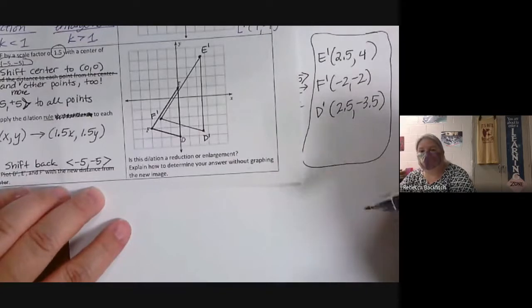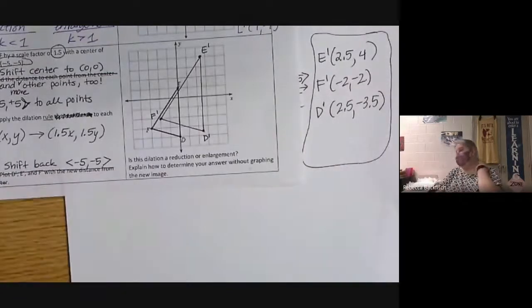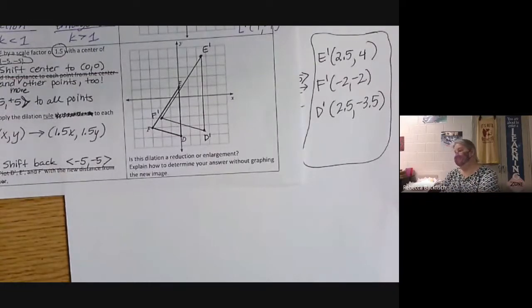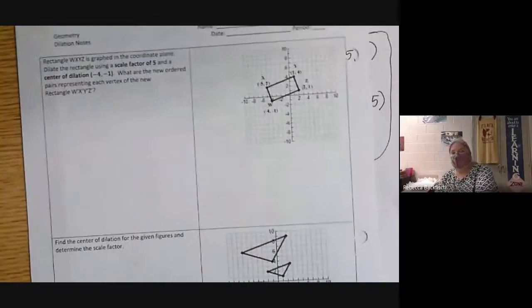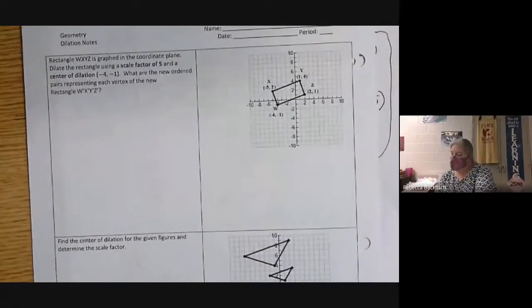Okay. Questions there? Okay, same thing happens again, but with a rectangle this time. On the back, it says there's a scale factor of 5 and a center of dilation -4, -1. Okay, I'm going to let you guys try this one.